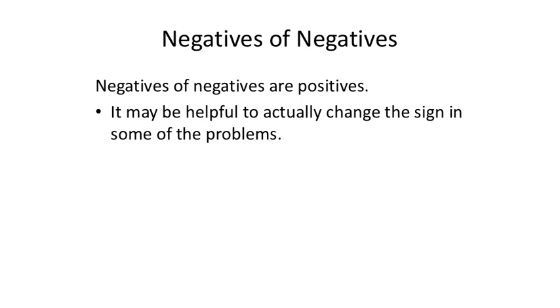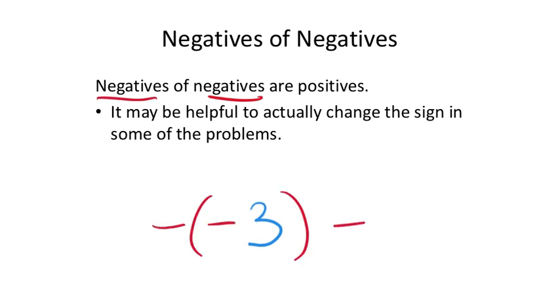Negatives of negatives is when you have a number like, I don't know, 3, but you can have a negative of the negative. So it may look something like this. Sometimes they'll put it in parentheses, but the final value of this is really positive 3. That's it.